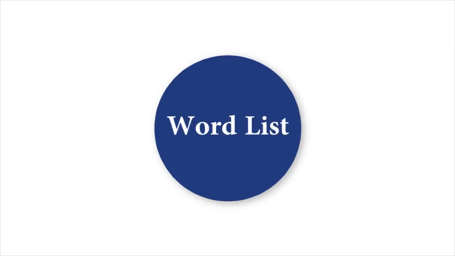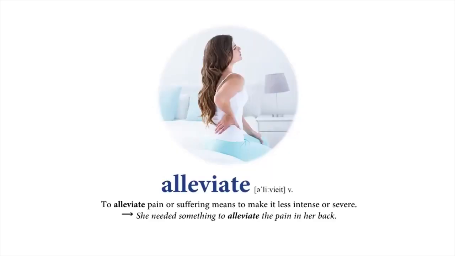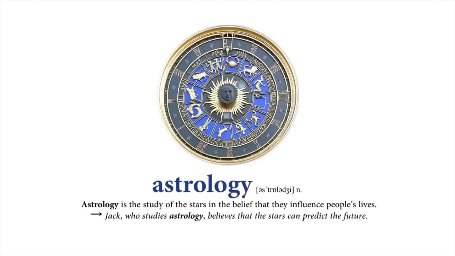Unit 1. Word list. Alleviate. To alleviate pain or suffering means to make it less intense or severe. She needed something to alleviate the pain in her back. Astrology. Astrology is the study of the stars in the belief that they influence people's lives. Jack, who studies astrology, believes that the stars can predict the future.